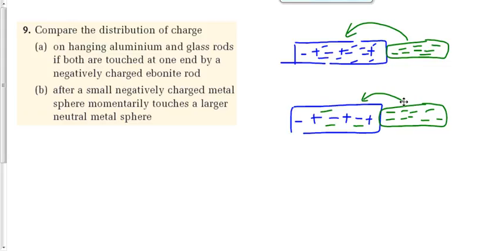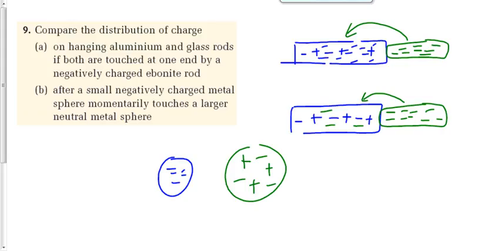B, after a small negatively charged metal sphere momentarily touches a larger neutral metal sphere. We just answered that question, right? A small negatively charged metal sphere touches a larger neutral metal sphere. It doesn't really matter if it's larger or not. What's going to happen? Well, when they touch each other, because they're metal, there's going to be electrons transferring this way. That's going to make both of them negative. And as they both become negative, they're going to start repelling each other because like charges repel.